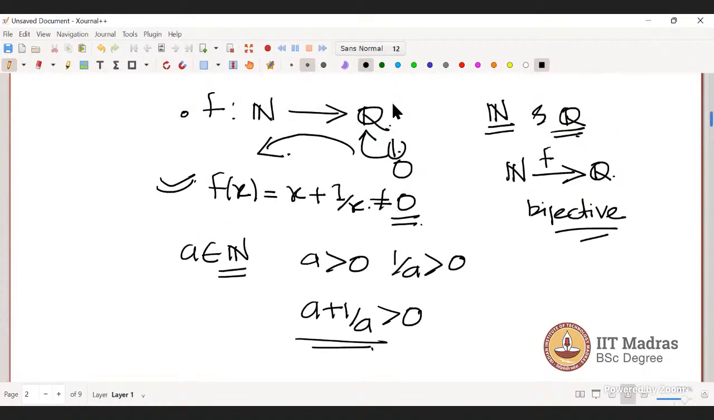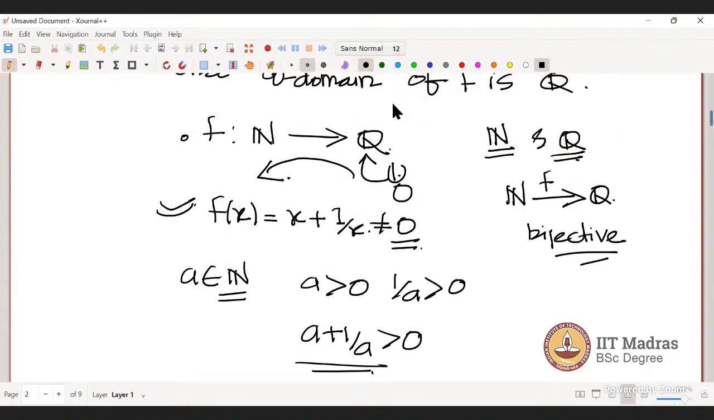Can you please define what f colon N to Q is? So N is the domain of this function, and Q is the range for this. Q is the codomain, not range. Okay. So how do we confirm this is not surjective?